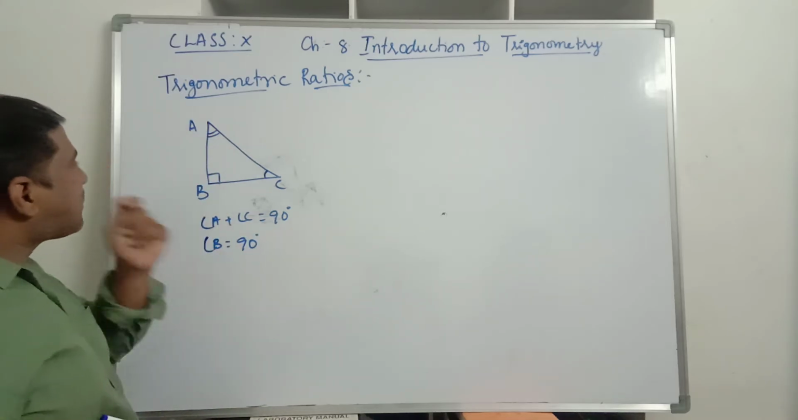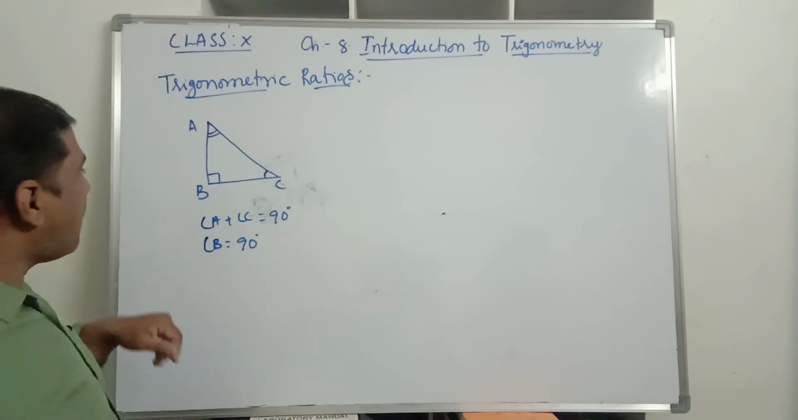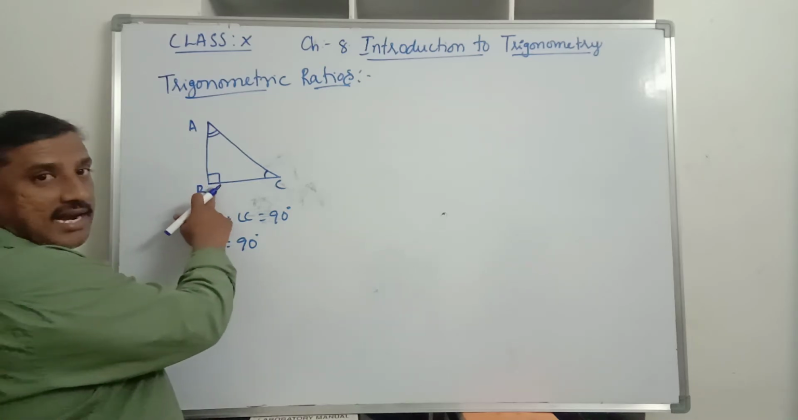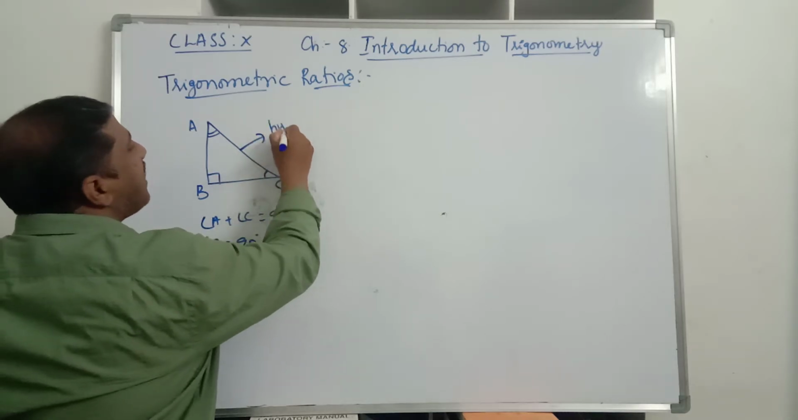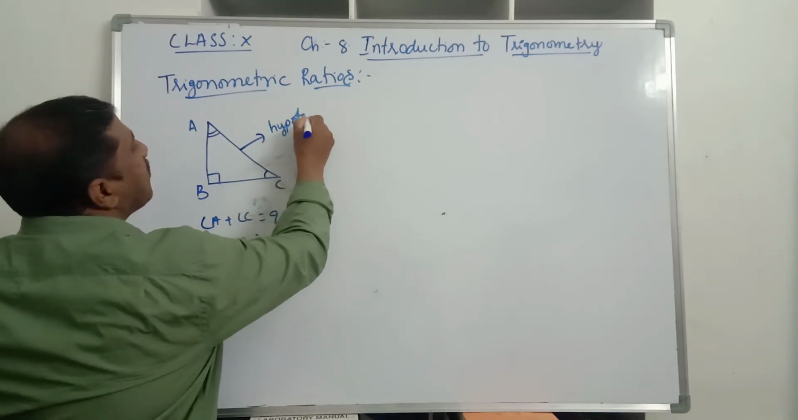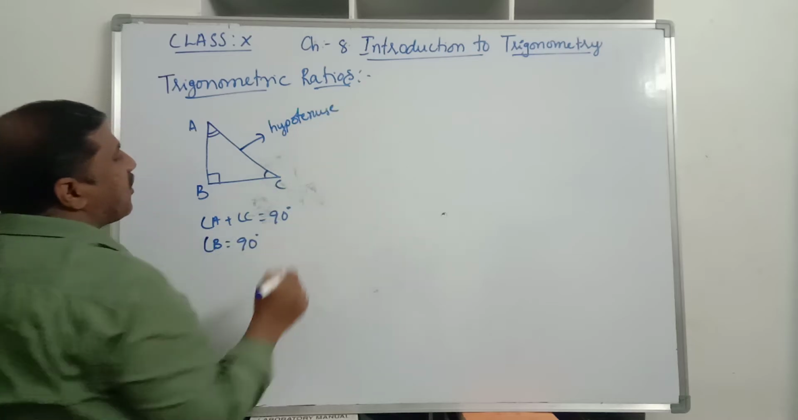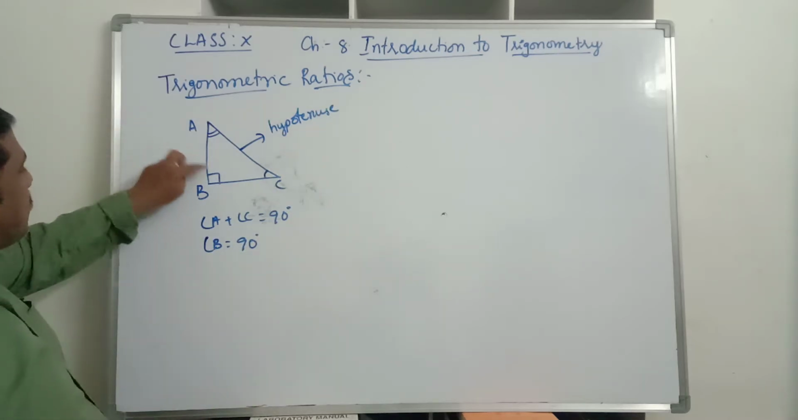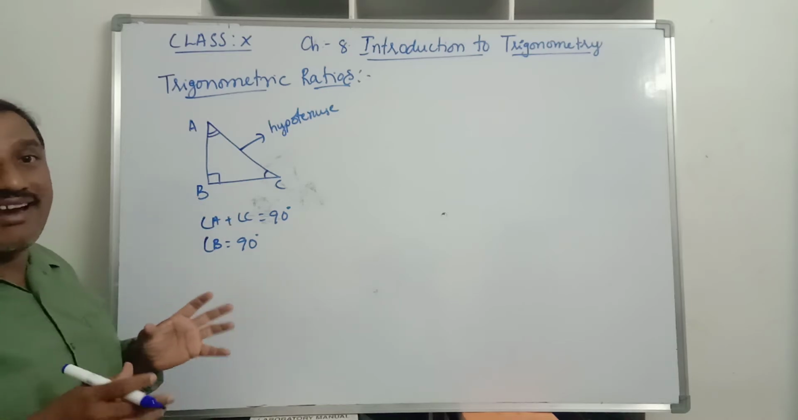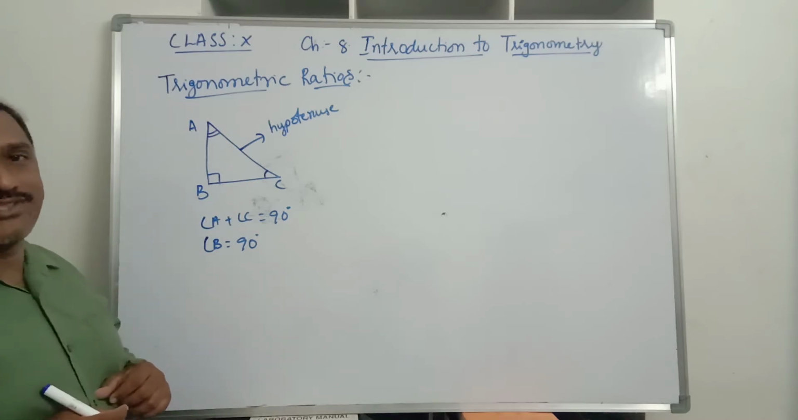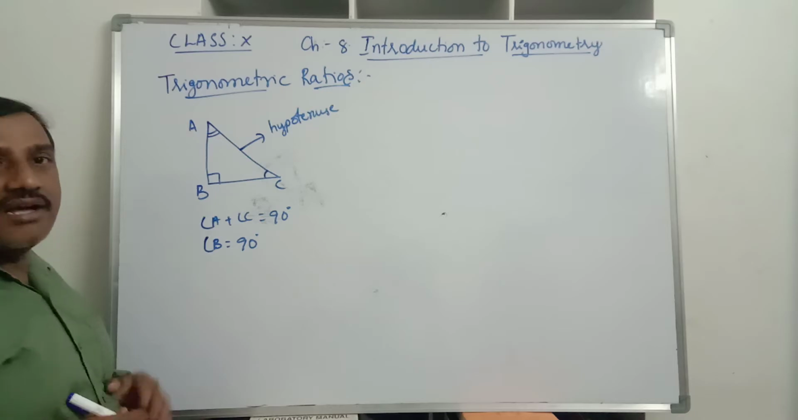Now what do we call the side AC? The side AC is opposite to the right angle, and it is the longest side. We call this side the hypotenuse. And what do we call these two sides? These two sides are the perpendicular sides, the legs of the right angle triangle.